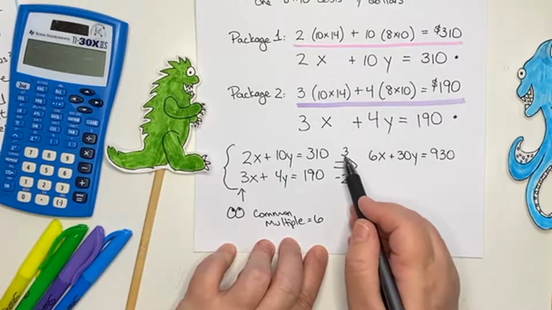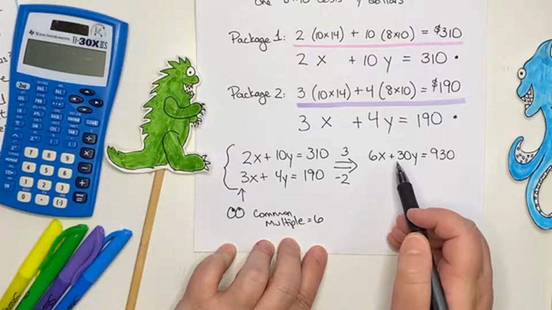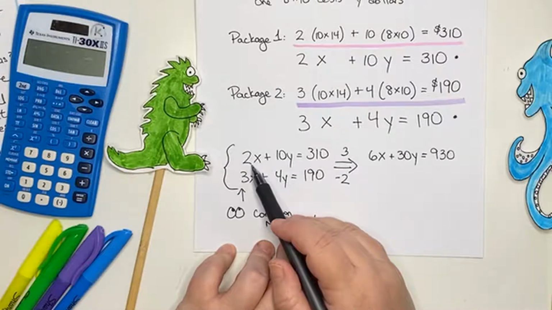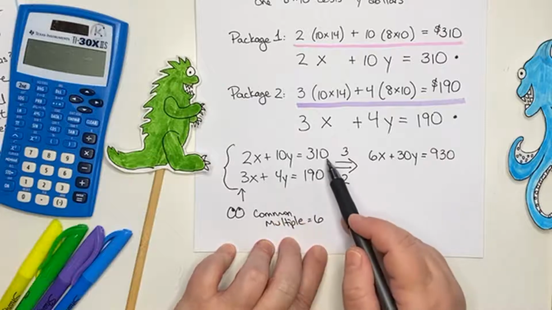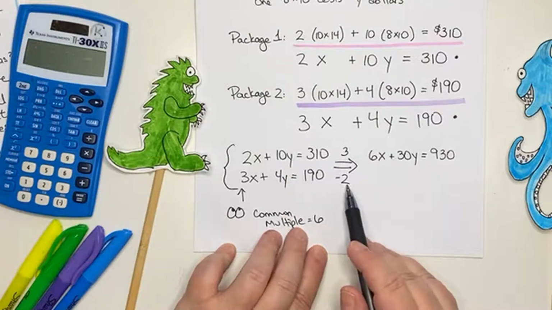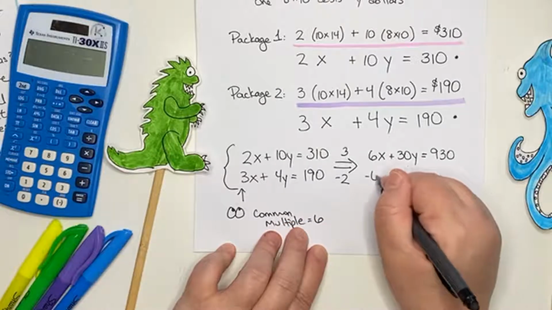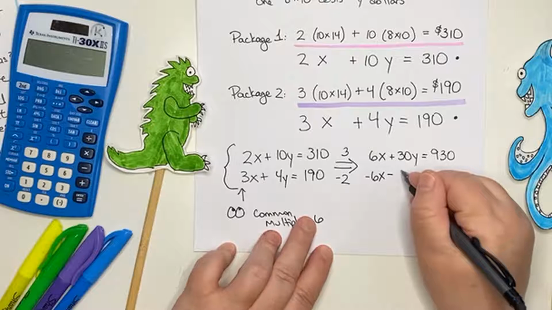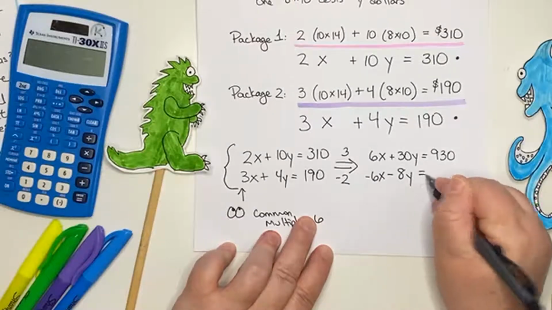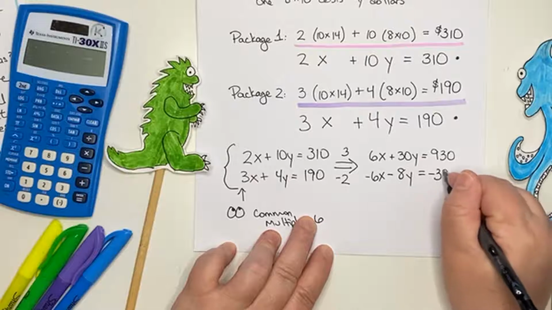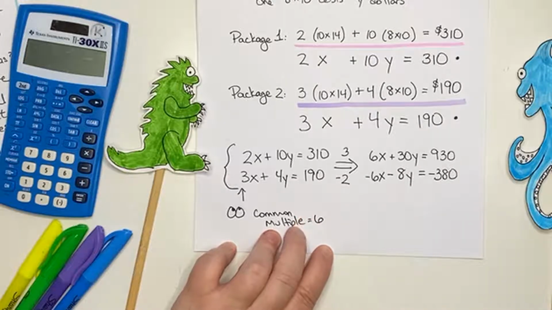Remember that in order for this to work, I have to keep my balance. And my balance in this case is that when I multiply by one term, I have to multiply all the terms, both sides. Same thing here. Negative 2 times 3x is negative 6x. Negative 2 times 4y is negative 8y. And negative 2 times 190 is negative 380. I really, really hope.